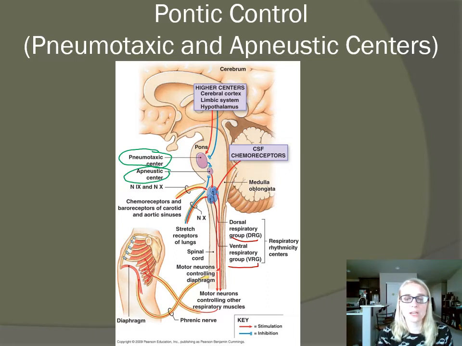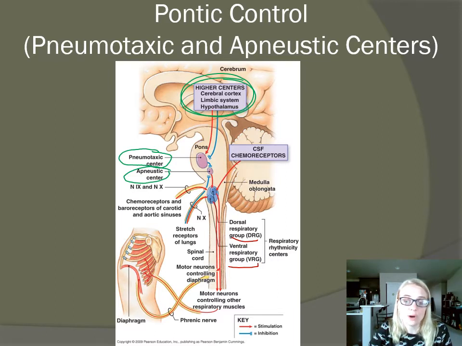And if you'll also take a look, that pneumotaxic can be regulated by higher centers of the brain, right? So our diaphragm is skeletal muscle. Our accessory muscles are skeletal muscles. So we have the ability at some times to consciously override our rhythm, right?